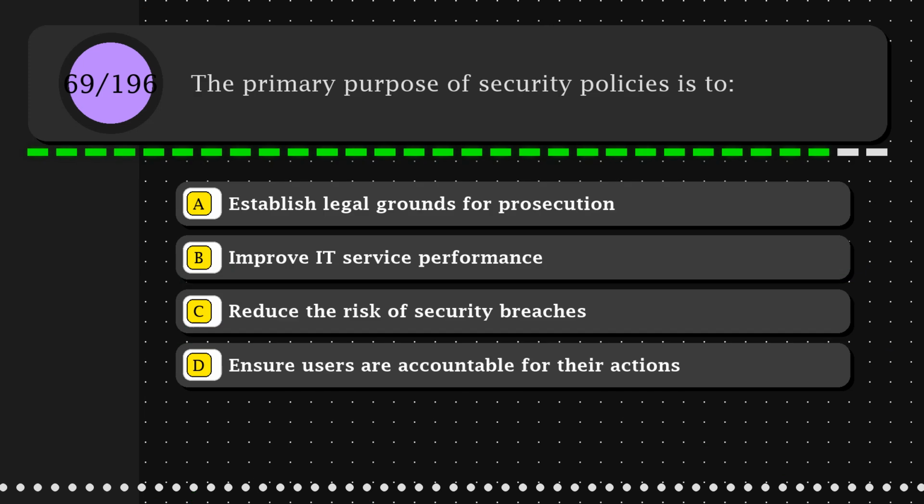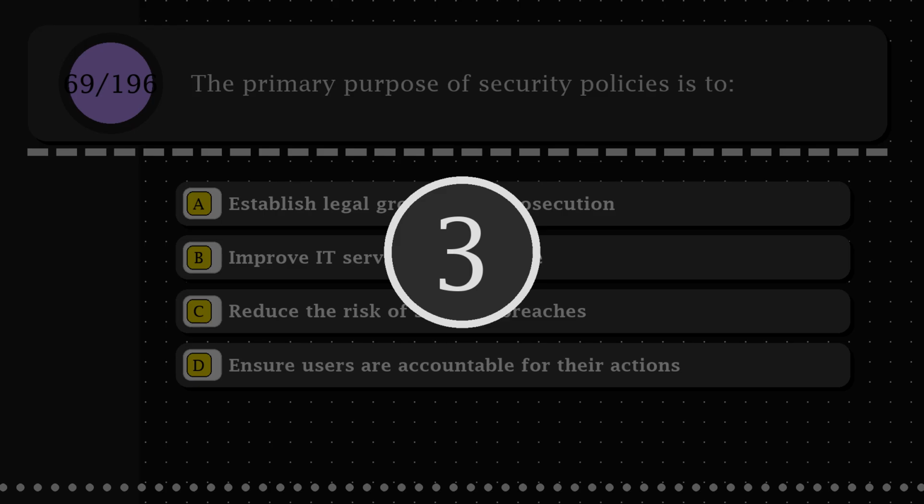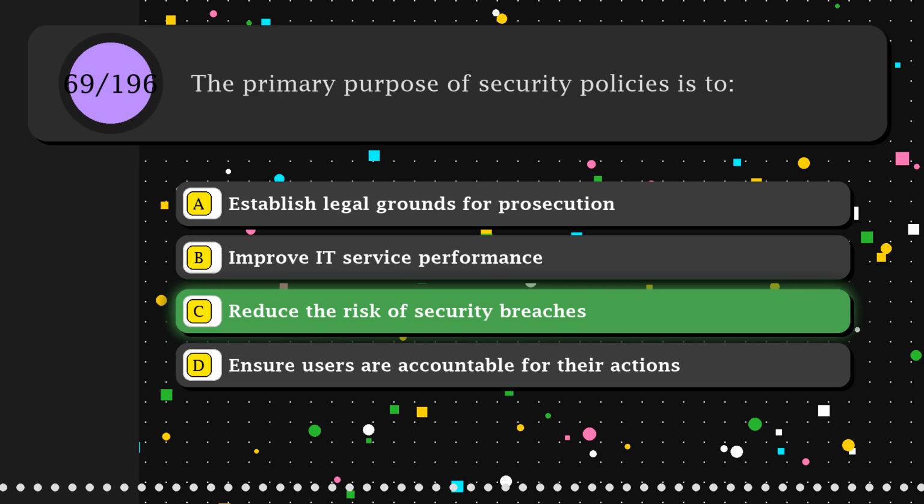Question 69. The primary purpose of security policies is to: option A, establish legal grounds for prosecution. Option B, improve IT service performance. Option C, reduce the risk of security breaches. Option D, ensure users are accountable for their actions. The correct answer is option C, reduce the risk of security breaches.